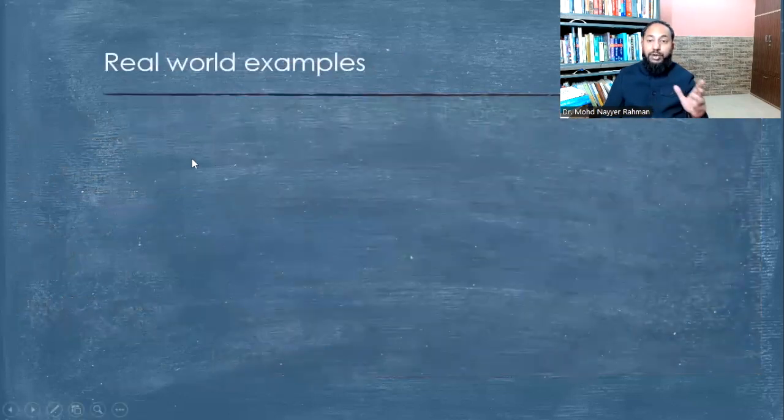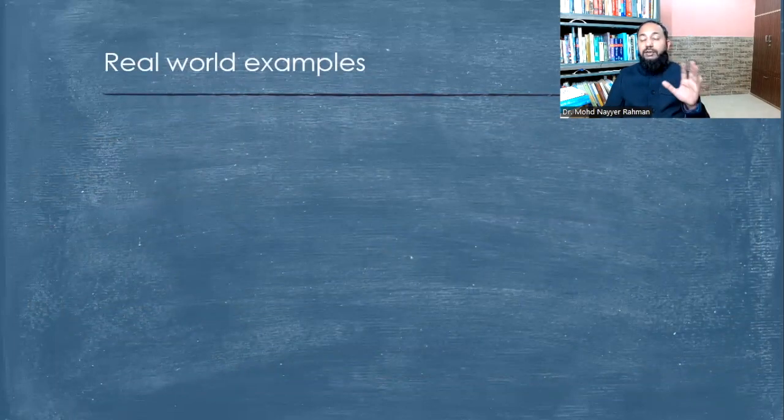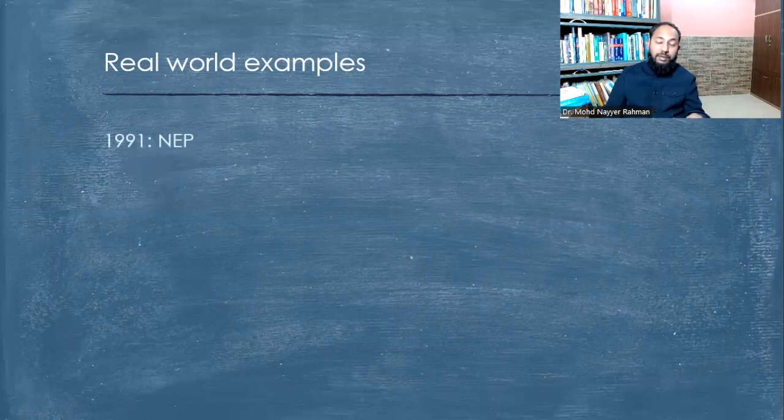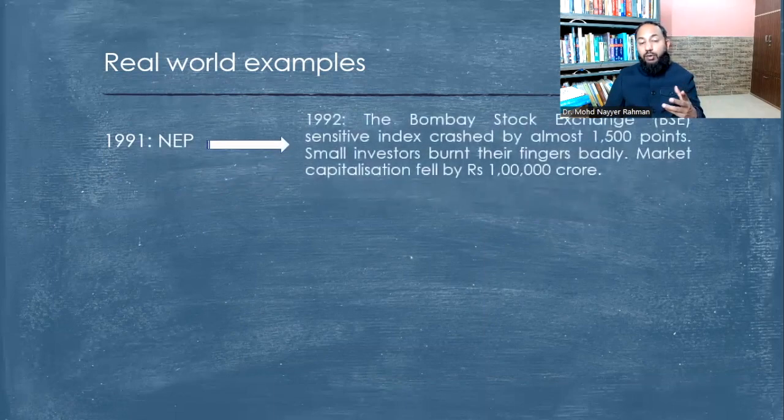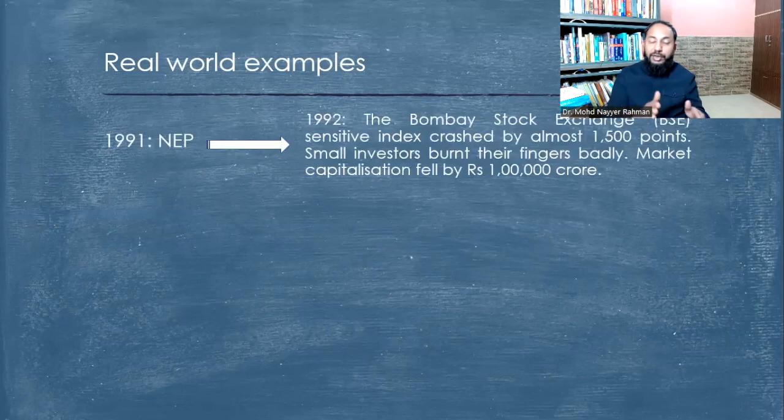We will take some real world examples where econometrics has helped to understand the relationship. Take, for example, the new economic policy which was implemented in July 1991 in India. Soon after it, in 1992, there was a Bombay stock market crash. Soon after the crash, there were articles, even some descriptive publications, that highlighted that this Bombay stock exchange crash is linked to the new economic policy of 1991.